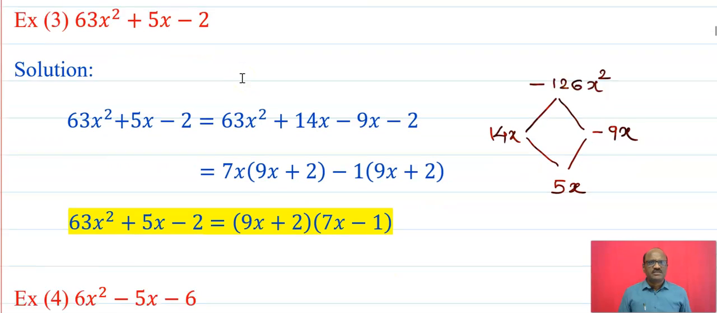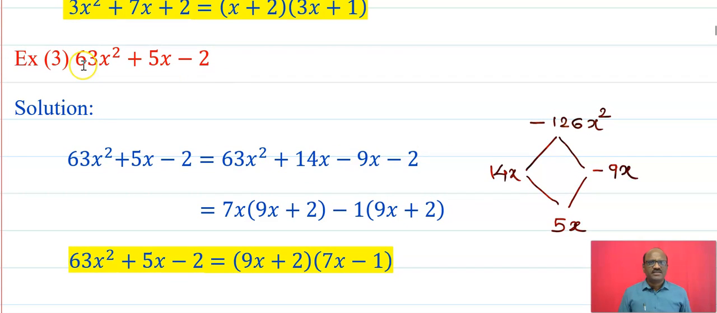Now the next, 63x square plus 5x minus 2. To factorize this, I have written here 63x square into minus 2, which is minus 126x square. What is the sum? Sum काय आला पाहिजे त्यांचा? तर 5x आला पाहिजे. तर तो मी इथे 5x लिहिला आहे. Now I will factorize this minus 126x square such that their sum is 5x and their product is minus 126x square. मी असे दोन नंबर्स फाइंड आउट करणार. हे 126x square कुठून आले ते पुन्हा मी सांगतो.